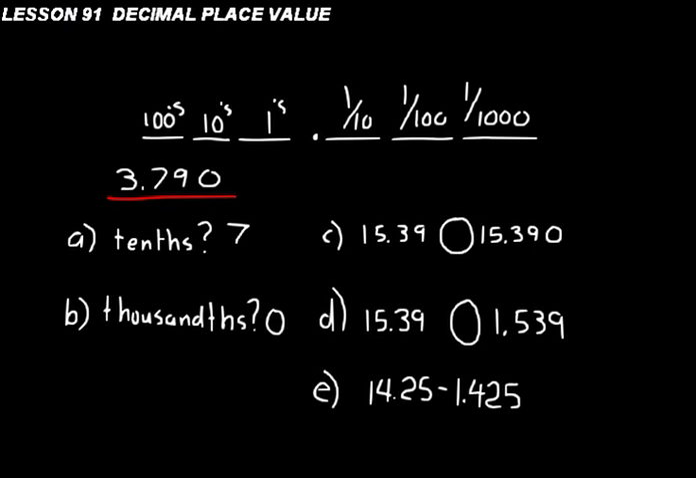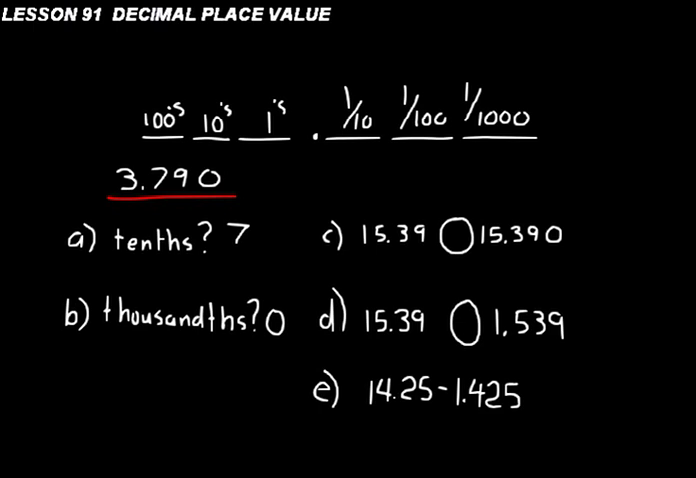Just make sure you know the names of those three places. Tenths is the first one to the right of the decimal point, then the hundredths, then the thousandths. Another way to look at it that we've talked about before is just divide by 10 each time. You have 100, divide it by 10, you'd get 10. Divide 10 by 10, you get 1. Divide 1 by 10, you get a tenth. Then divide by 10 again and get a hundredth. Divide by 10 again and you get a thousandth.